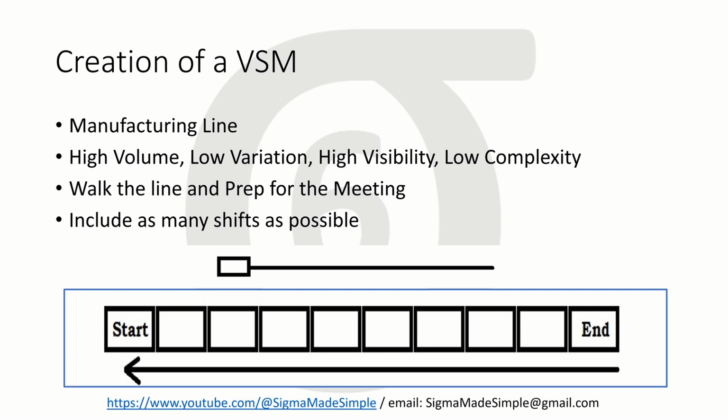So we'll come back to that via value stream map in a minute, but it's going to target a manufacturing line making high volume, low variation, high visibility, low complexity product. A few days before the meeting, you're going to want to walk the line from the end, like we taught you before, to the beginning, whatever is closest to the customer. You're going to start there, and you're going to walk your way to whatever's closest to your suppliers.